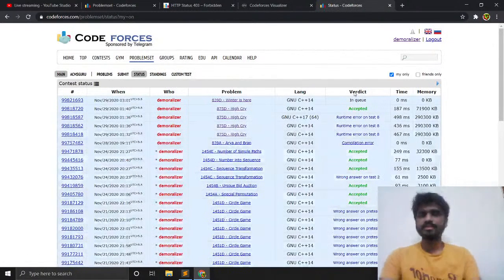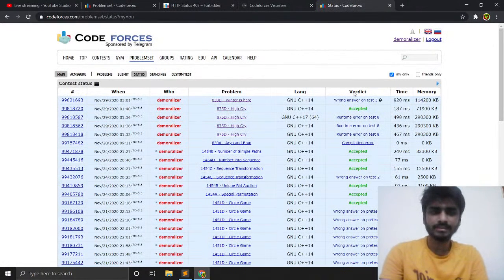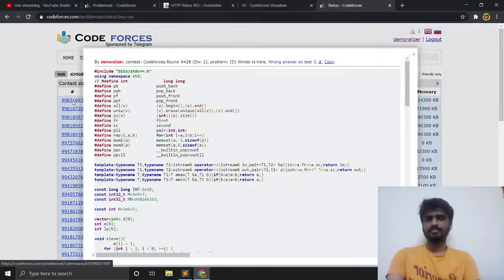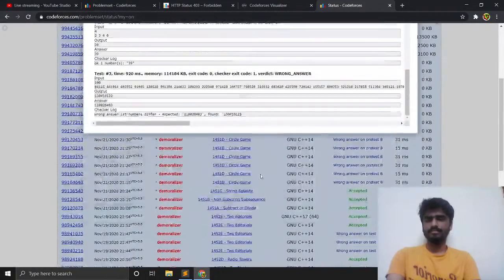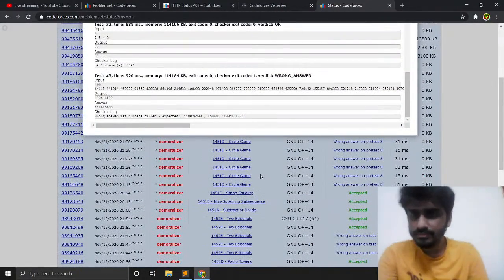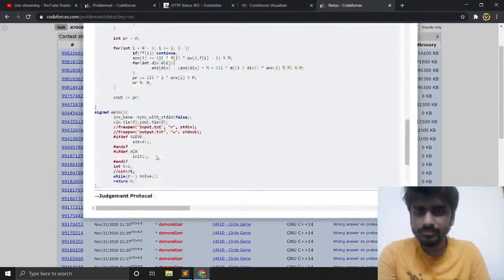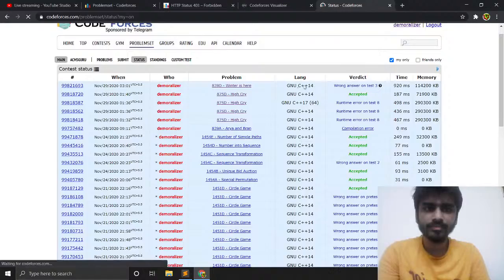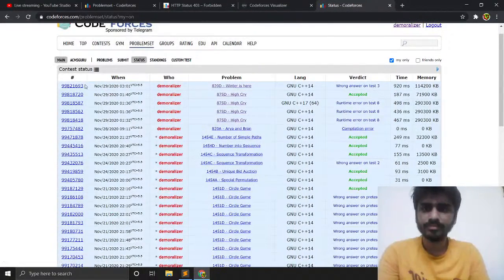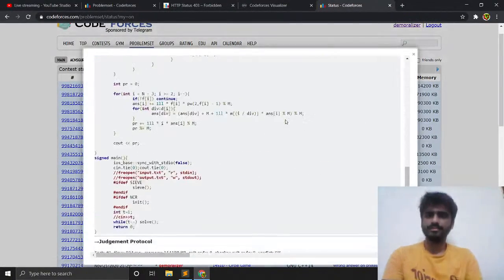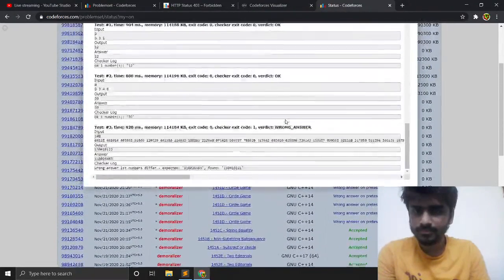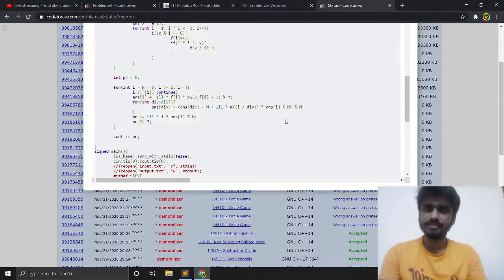So what will I do if this gets a time limit exceeded? So it got a wrong answer. Is this because of overflow? Not because of overflow. I think I did something wrong.